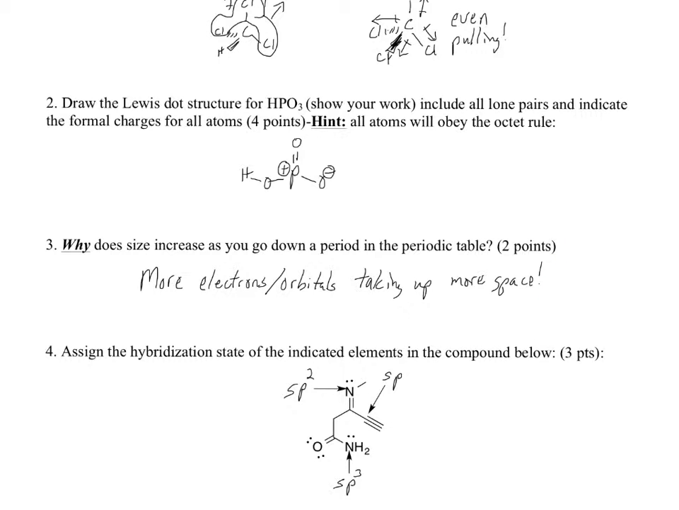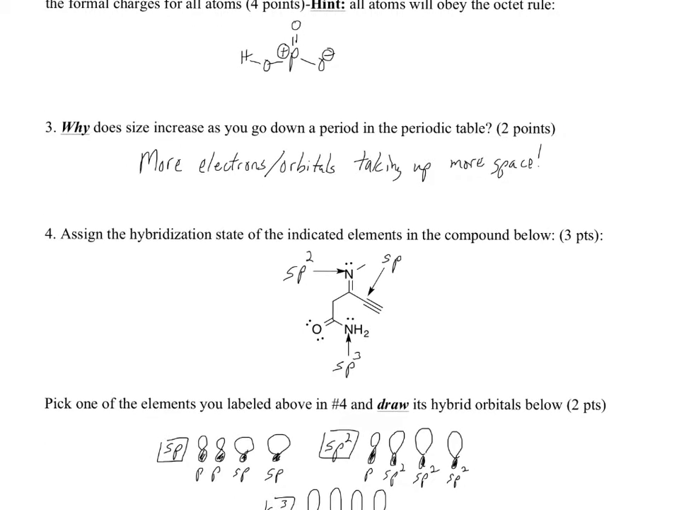Assign the hybridization state of the indicated atoms in the compound below. Again, taking a look at this nitrogen right here, you always ask yourself, how many pi bonds do I have? It has 1 pi bond. That means it, of course, is sp2 hybridized. Box those in. This carbon right there, it's sp hybridized, it has 2 pi bonds. And this nitrogen right here doesn't have any pi bonds, so then it's sp3 hybridized.